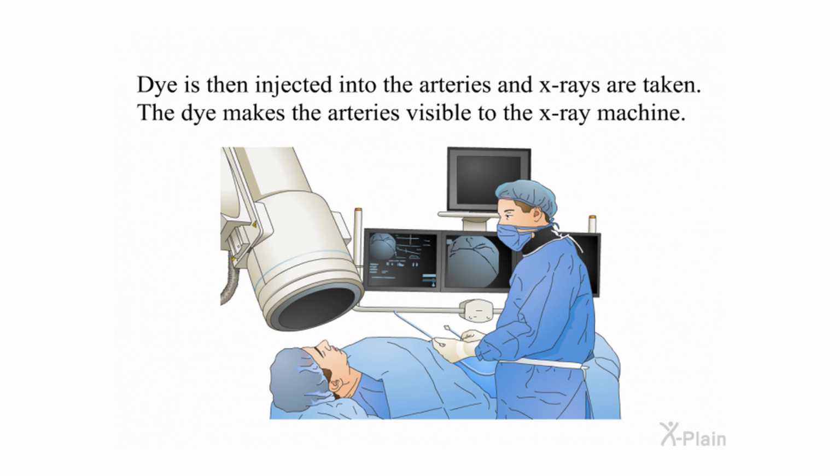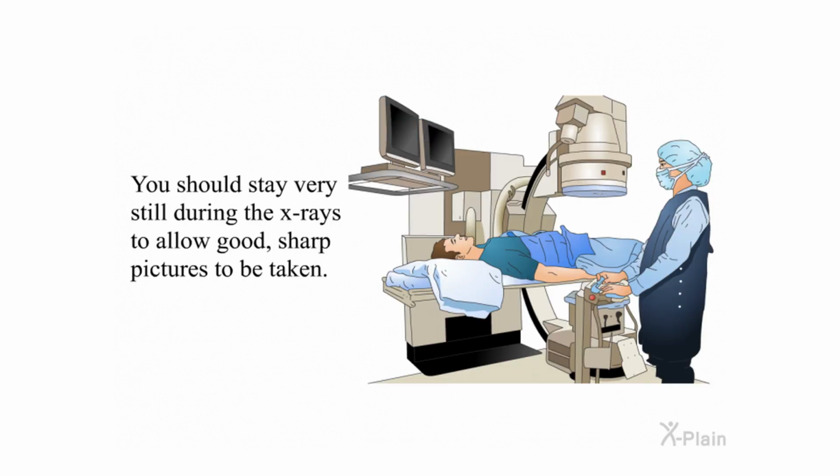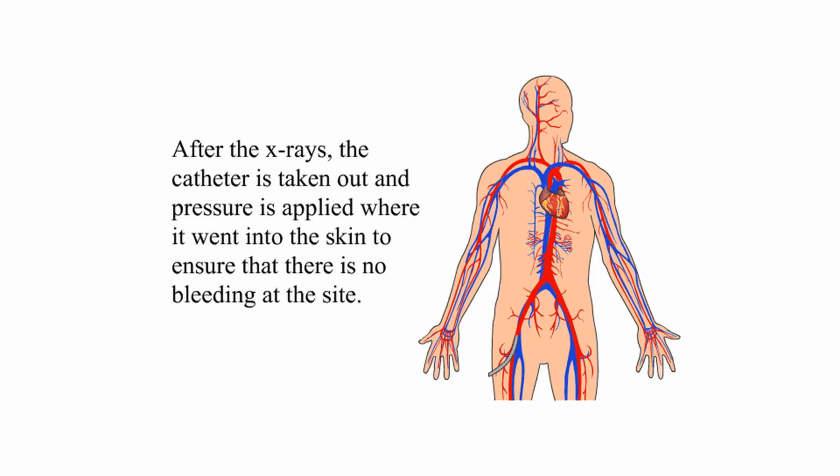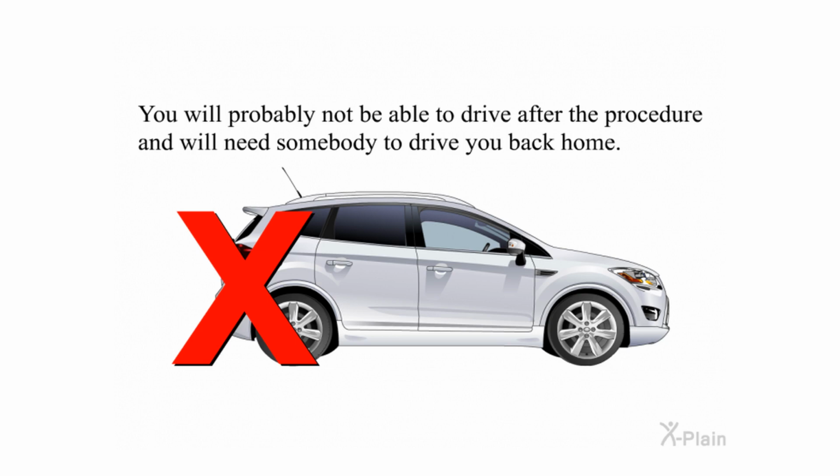Dye is then injected into the arteries and X-rays are taken. The dye makes the arteries visible to the X-ray machine. When the dye is injected, you may feel some warmth in the face or other parts of the body. You should stay very still during the X-rays to allow good, sharp pictures to be taken. After the X-rays, the catheter is taken out and pressure is applied where it went into the skin to ensure that there is no bleeding at the site. If your healthcare provider uses a closure device, you will lie flat for about 2 to 4 hours. If not, you will lie flat for 6 to 8 hours. You should not bend the leg on the side of the groin that was catheterized. You will probably not be able to drive after the procedure and will need somebody to drive you back home.